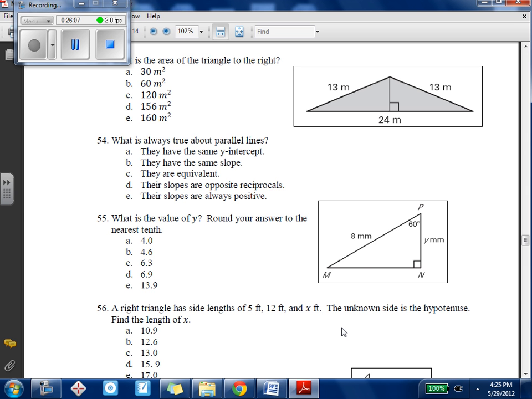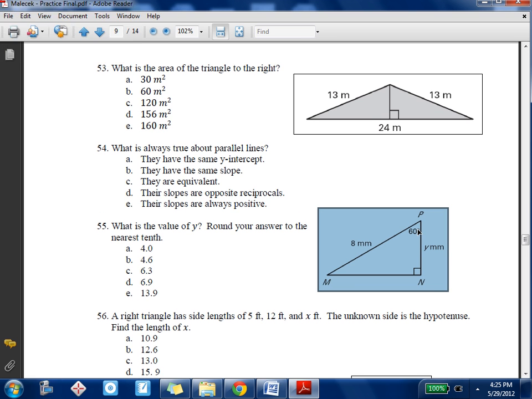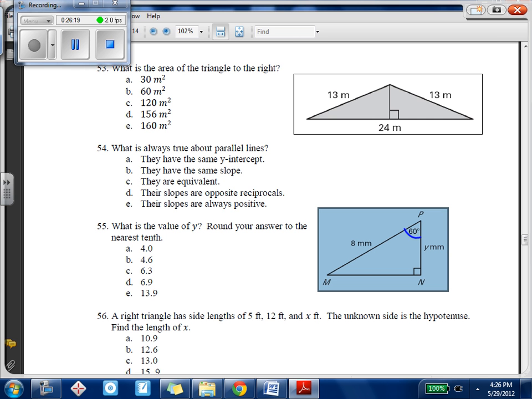Another way to do that problem, if you wanted, would have been to use trigonometry. Remember that this would have been 60 degrees. If that's 60 degrees, we need to label the other sides. This would be the opposite, the adjacent, and the hypotenuse. Remember, it's SOHCAHTOA. Be sure you know how to spell that.